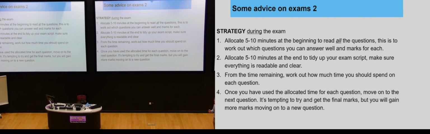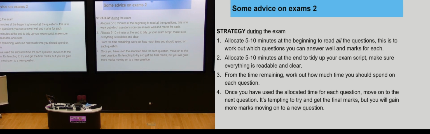But here's where a lot of students go wrong. Once you have used the time that you have allocated for a question, move on to the next one. You might think, oh, I'm nearly finished. I can get all the marks in that question. I can get the last 5 to 10 marks, whatever, just another 10 minutes. No. Move on to the next question, because you've already given yourself 5 to 10 minutes at the end to go back and finish off those questions that you couldn't finish.